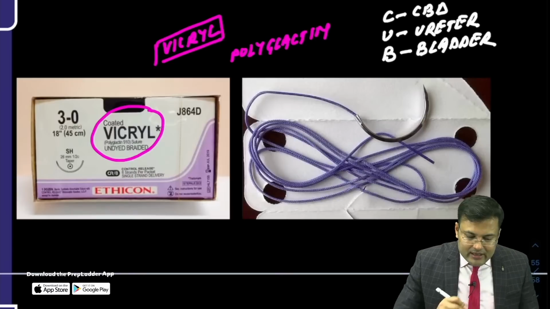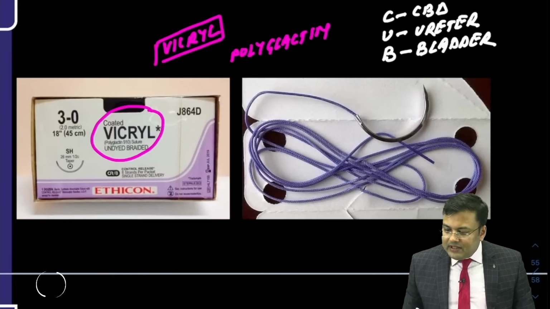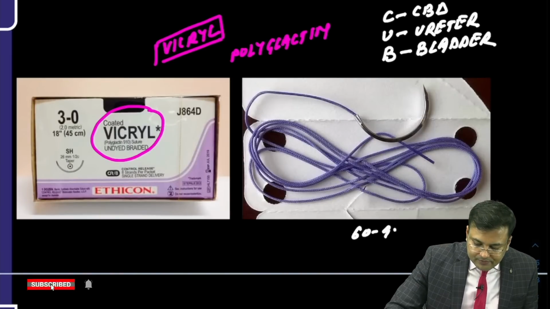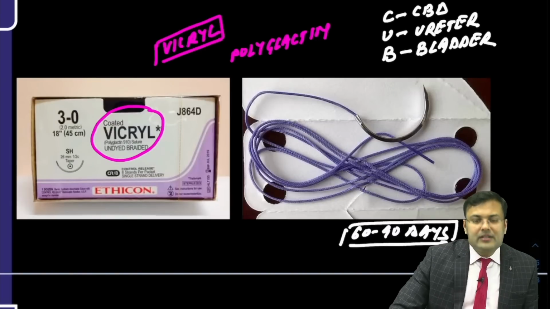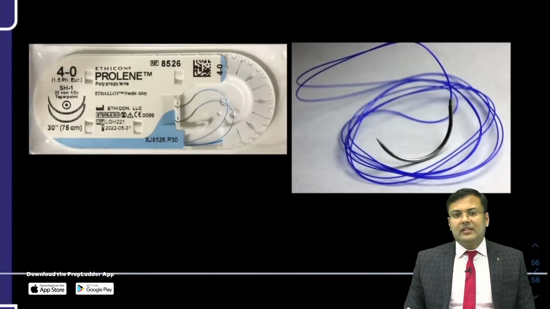Tell me guys, in how many days it is absorbed? Pratibha, correct. Tanya, correct. Muhammad Rafiq, correct. All of you are correct. 60 to 90 days. Again, it is absorbable suture, absorbed in 60 to 90 days. That's vicryl. Now see the color and tell me what's the name of this suture.